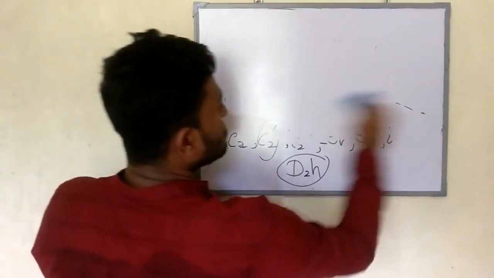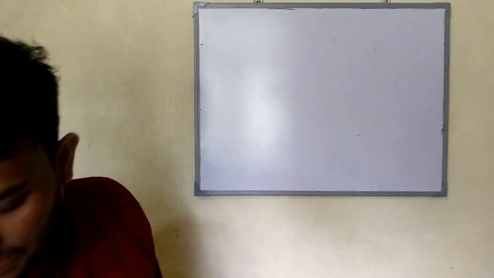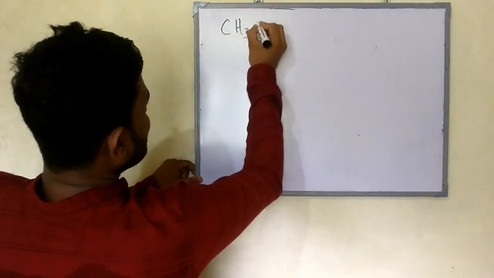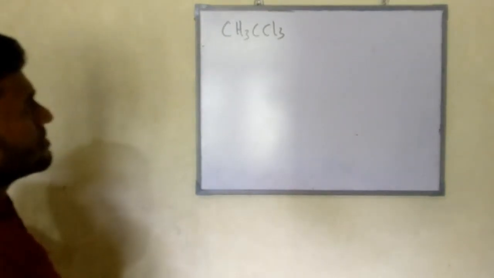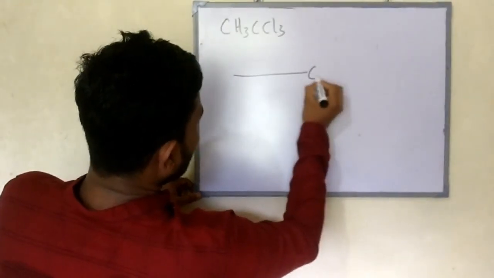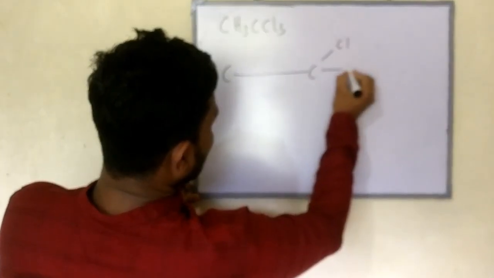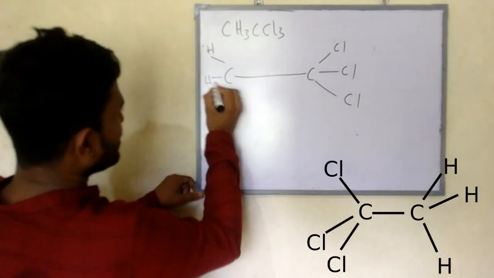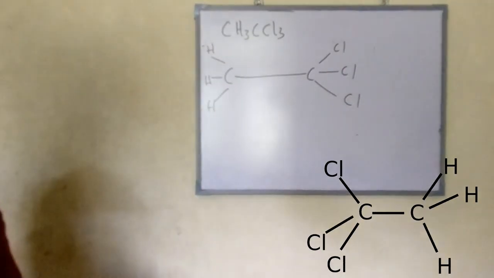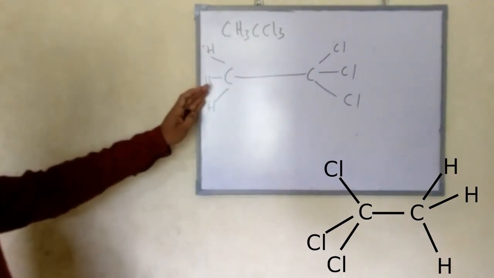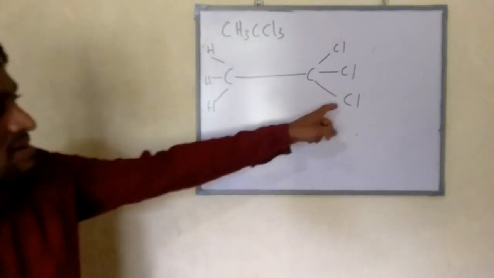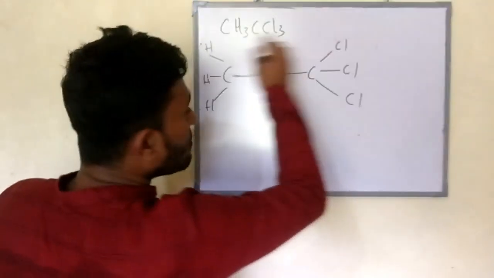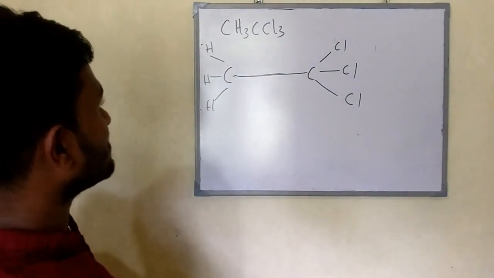So let's move on to your next example. That is CH3CCl3. Actually the molecule is like this: Cl, Cl, Cl. Here also H, H, H. But in 3D configuration, you know, one hydrogen atom going outside, one Cl atom going outside, other one going inside. Okay. So the whole molecule will not be a planar one.